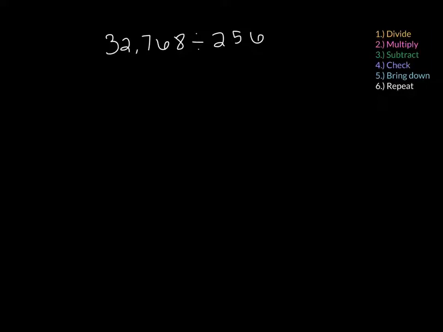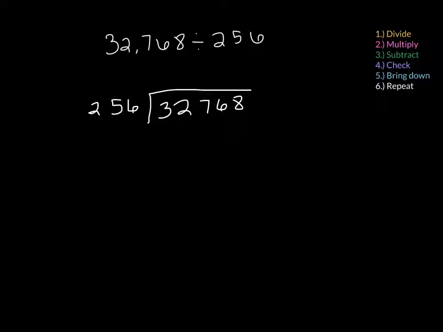Okay, here's another long division. Our dividend, first number again, goes inside, so 32,768 divided by the divisor, which is 256. And our first step is to divide.